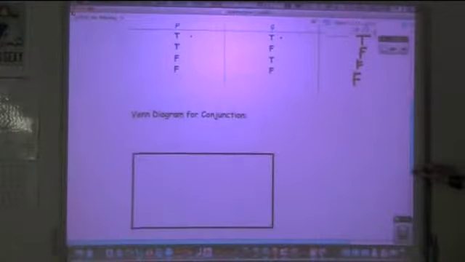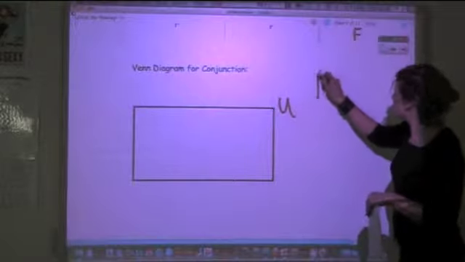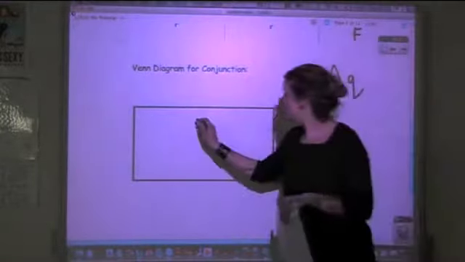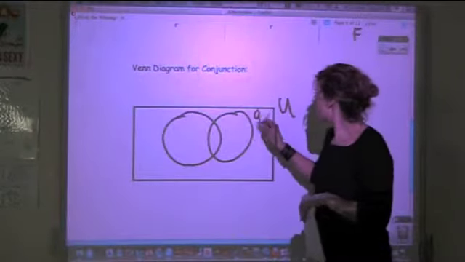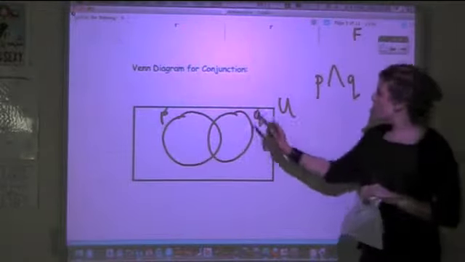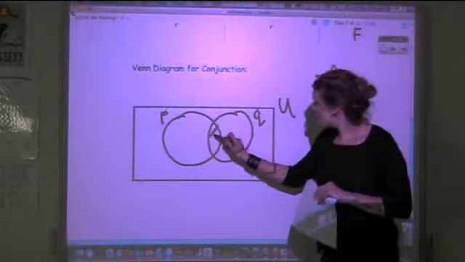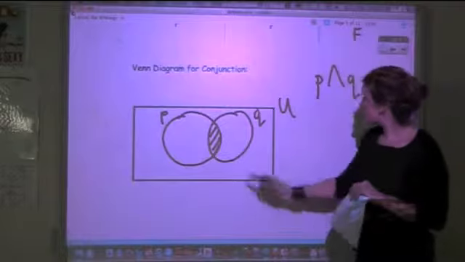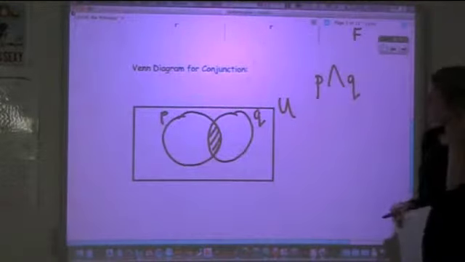So let's look at the Venn diagram then for conjunction. We're looking at the Venn diagram for P and Q, P conjunction Q. So this time we've got our two sets, Q and P. And it's only true when both P and Q are true. That means it's just represented by that section there. So that represents P and Q, the conjunction P and Q.